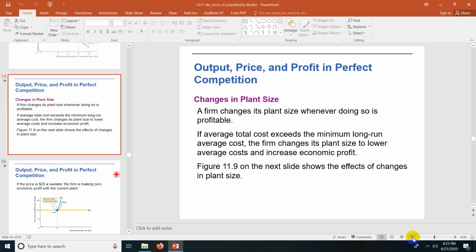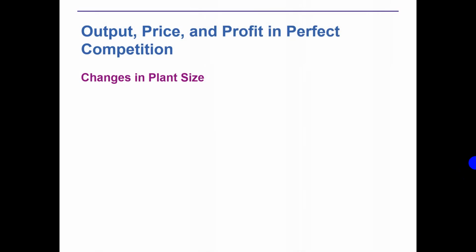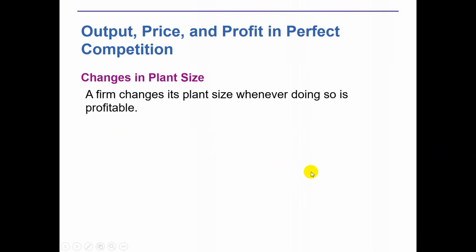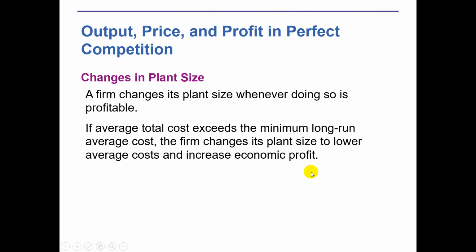So we were discussing the output, prices, and profit in perfect competition, and what will be the effect of changes in plant size. Firms change plant size whenever doing so is profitable for the firm. If average total costs exceed the minimum long run average cost, the firm changes plant size to lower average costs and increase economic profit.